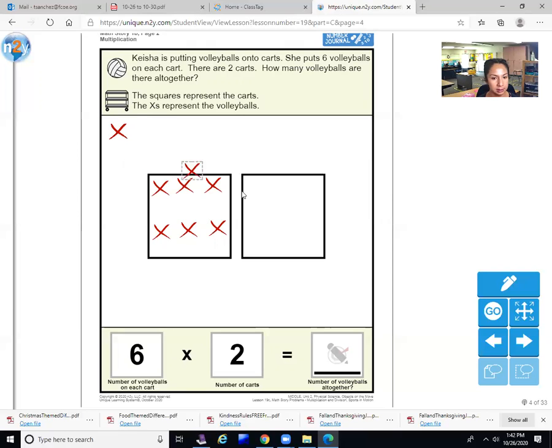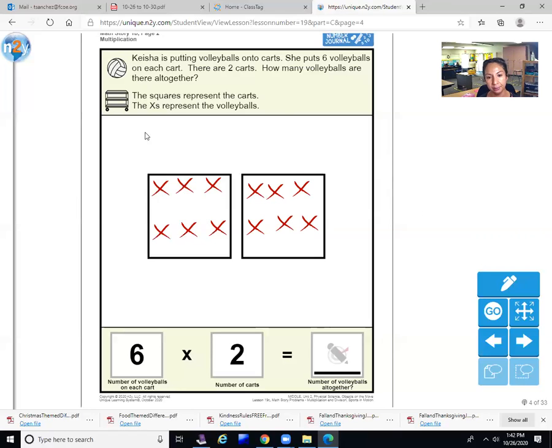So we just do it the same exact way. 1, 2, 3, 4, 5, 6. Okay, so there's 6 here and 6 here. 1, 2, 3, 4, 5, 6. See, they're equal. They're the same. You can see there's 3 here, 3 here, 3 here, 3 here. Okay, so we know they're the same.